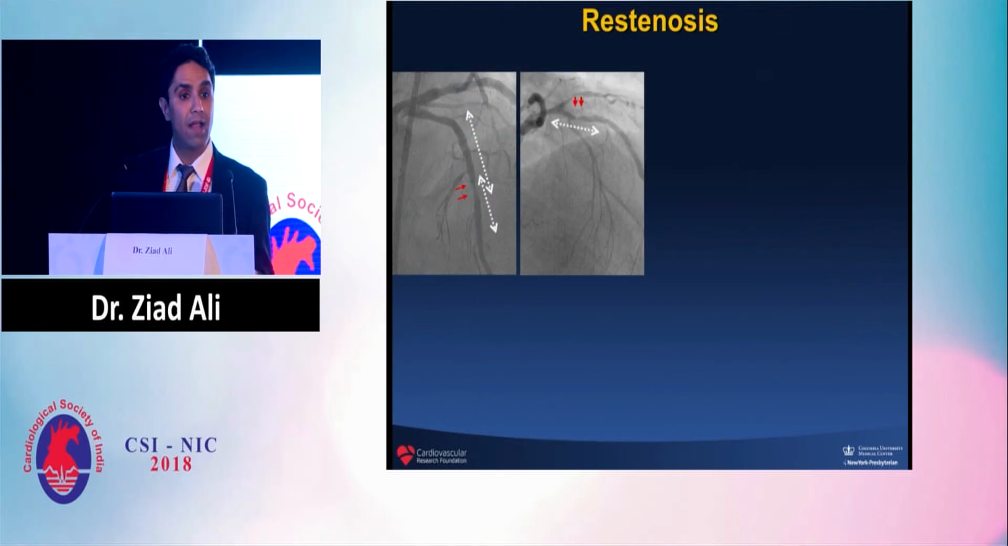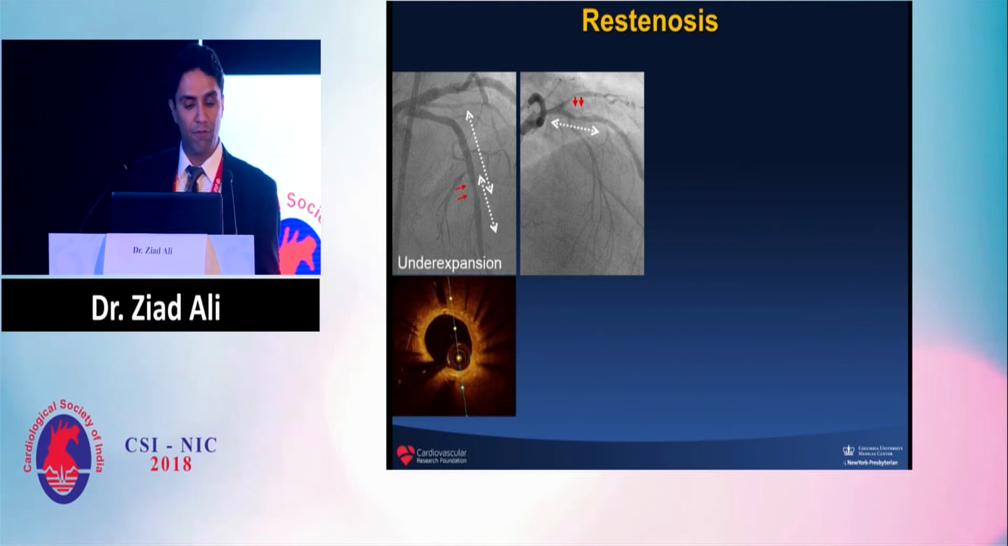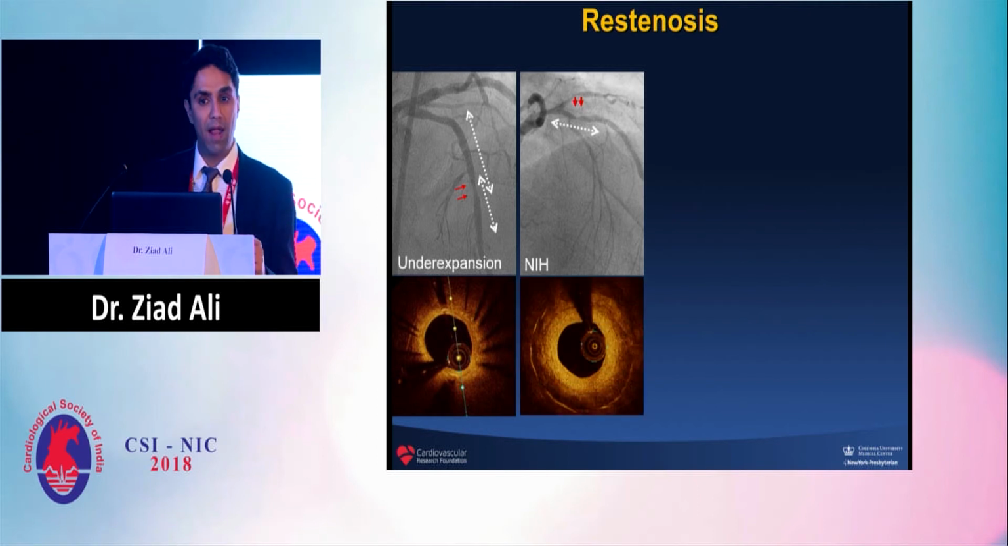This is another high-risk category with a hazard ratio of about 1.88. Now, angiographically, you can see that both of these lesions have the same phenotype. They appear to have an in-stent restenosis. However, the mechanism of restenosis is completely different. On the left side, this is an underexpanded stent, and on the right side, this is neointimal hyperplasia.